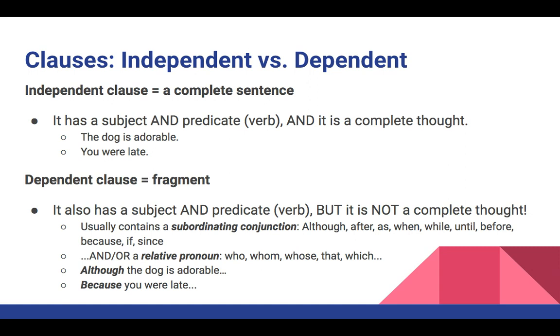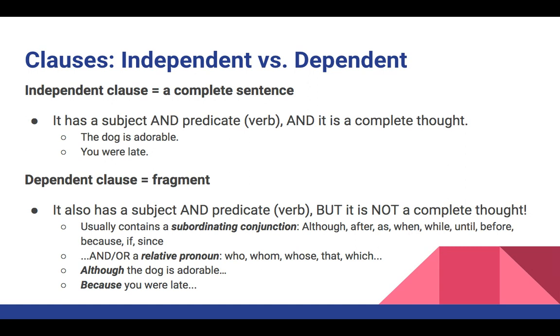Although the dog is adorable. You can hear there that that's not a complete thought. And it's that subordinating conjunction that makes it not a complete thought. Although what? You're waiting for more information. So therefore, we call that a fragment. A dependent clause is a fragment. Because you were late. Again, you can sense that that's not a complete thought because of the subordinating conjunction. Because there, you're waiting for more information.